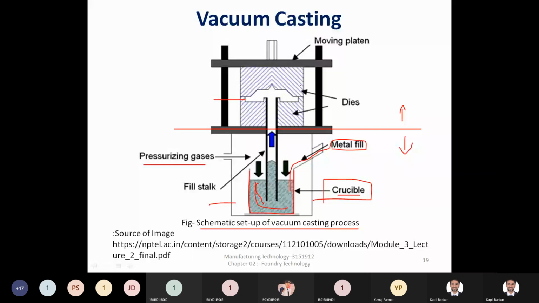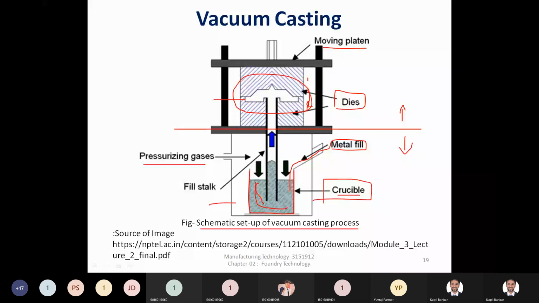From the upper side, two dies are there. This is die 1 and this is die 2, and the dies are made from metal. One die is stationary and the other die is movable. The movable die can be opened and closed, and it is sealed. Because of the sealing, the vacuum will not be released.